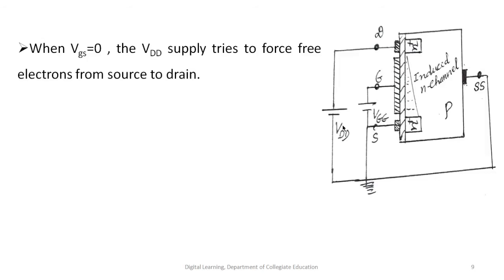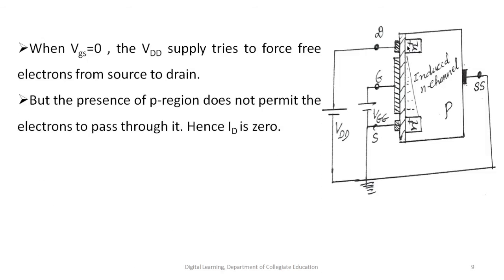If we keep VGS equal to 0 and apply VDD, this voltage tries to force the electrons to move from source to drain. But the presence of the P region does not permit the electrons to pass through it. Since it is a P-type substrate, the P region doesn't permit the electrons to pass from source to drain. Hence, ID will be equal to 0. That means the drain current will be 0 when VGS is equal to 0, even though we increase the drain voltage.